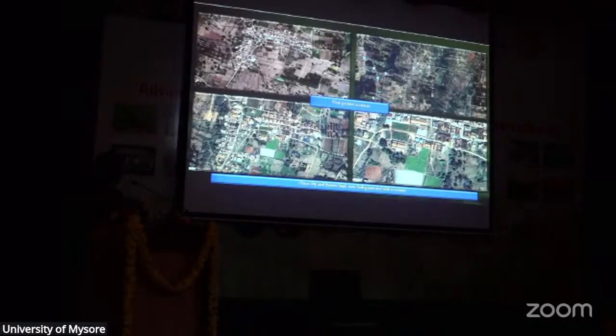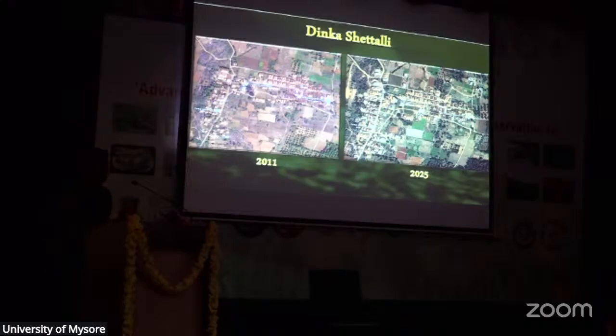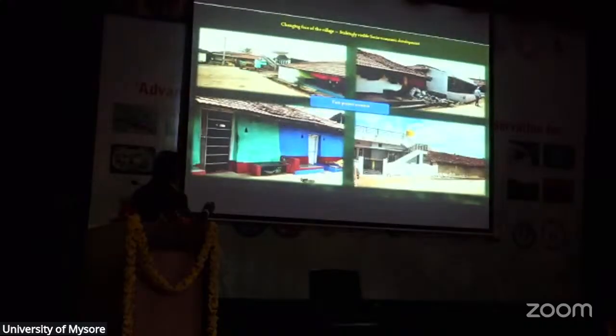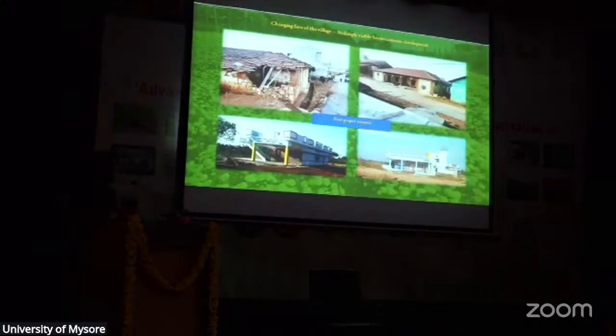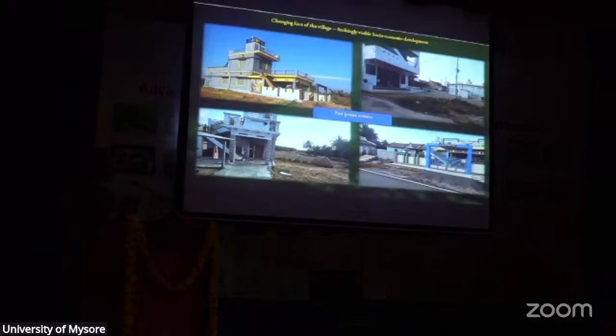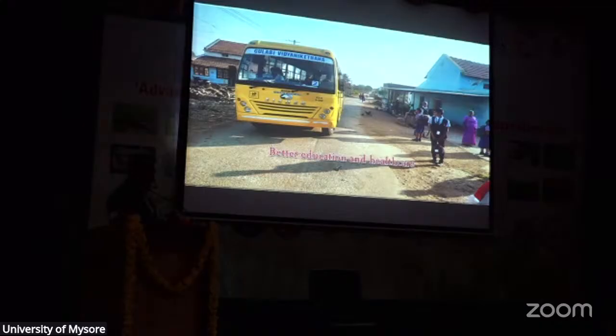See how the village was before. In the top left, it was a dry place, and now it has turned green. You can see how the village has transformed from 2011 to 2025, and how the number of modern houses has increased, and see how the face of the village is changing with new houses. This is the proof of socio-economic development in those villages. The broken house versus the multi-storied houses. These are the proof, and better education and healthcare too.